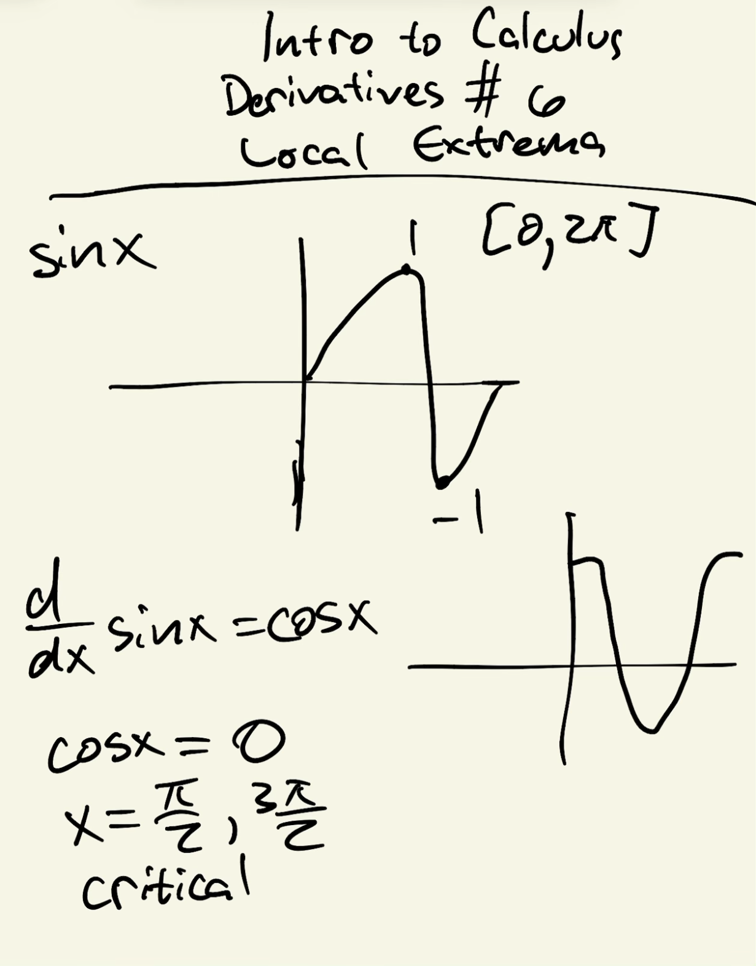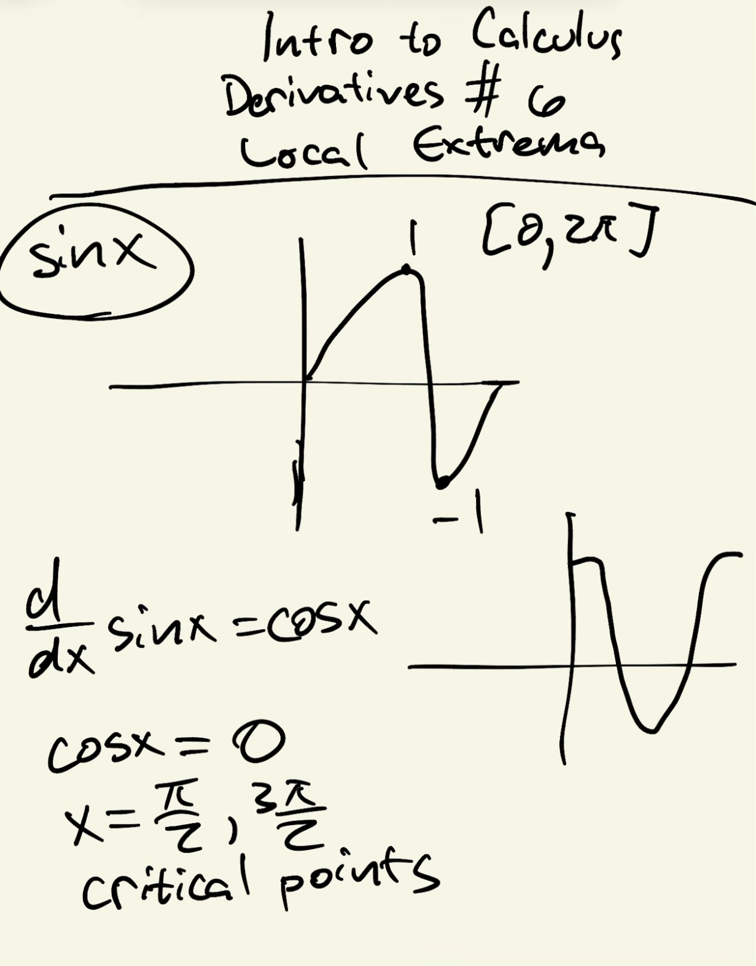Critical points are where local extrema occur on the original function. And how can you tell? Well, first you can either plug it into the original function, sine of x, to find if it's a local max or min, or we can look at the graph of the derivative. Obviously we know that if the derivative is positive, the function is increasing. If the derivative is negative, it's decreasing.